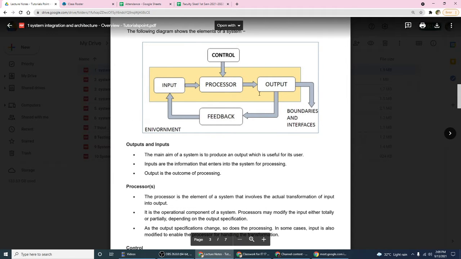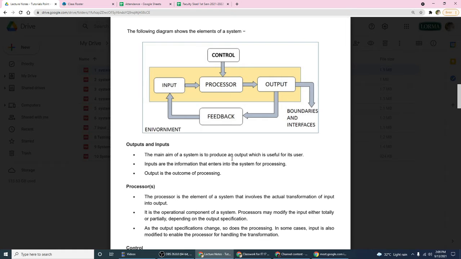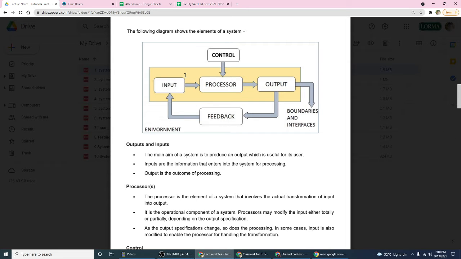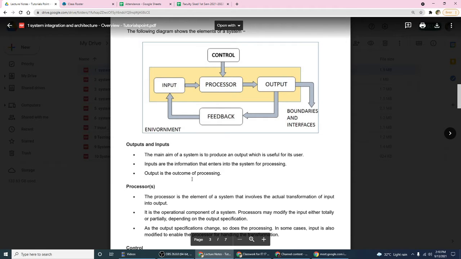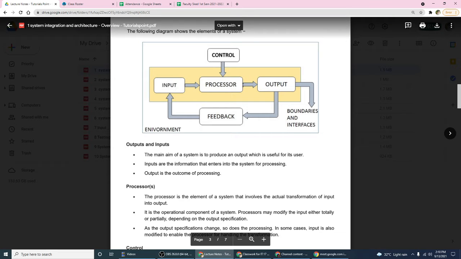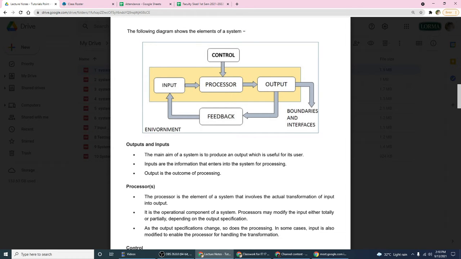Output and inputs. So we have the input and output. The main aim of the system is to provide an output which is useful for its user. Inputs are the information that enters into the system for processing. Output is the outcome of the processing. By the way, for the IPO, there are a lot of formats for this one, but based on our reference, the inputs are the information or the data that you will be entering and then come up with an output. For example, your name. For example, the output is student information.